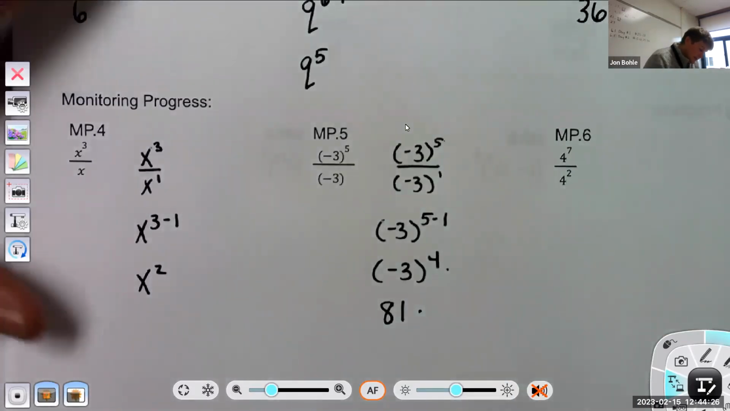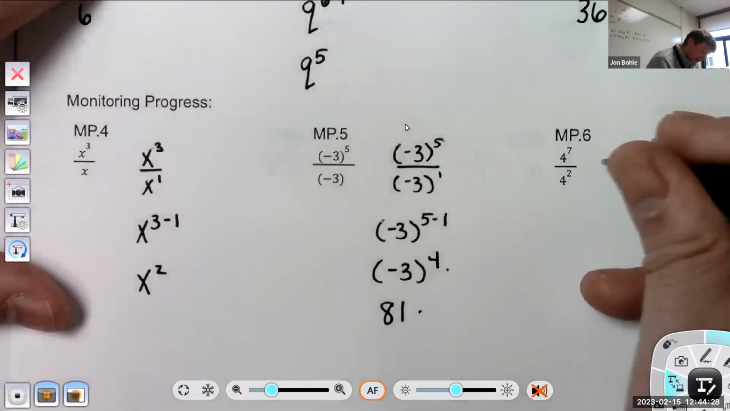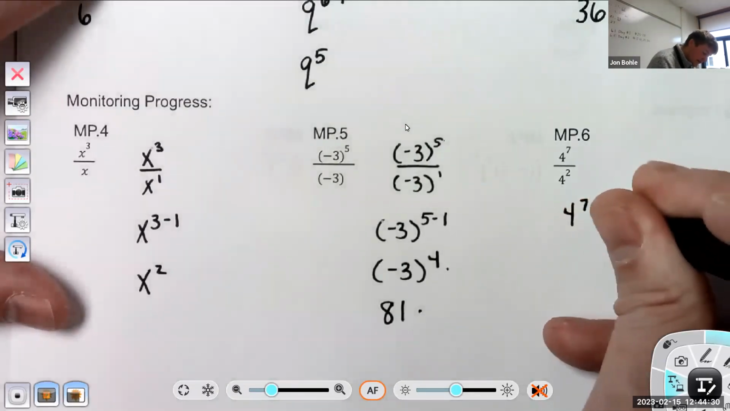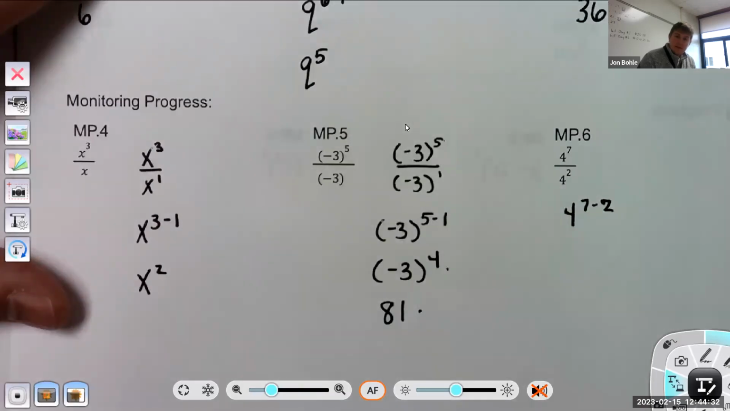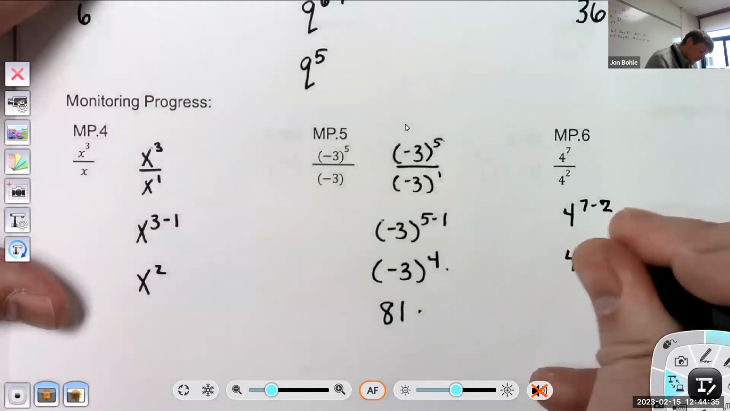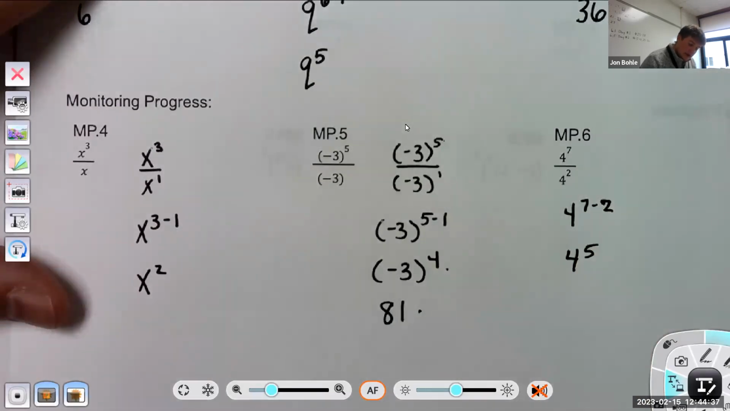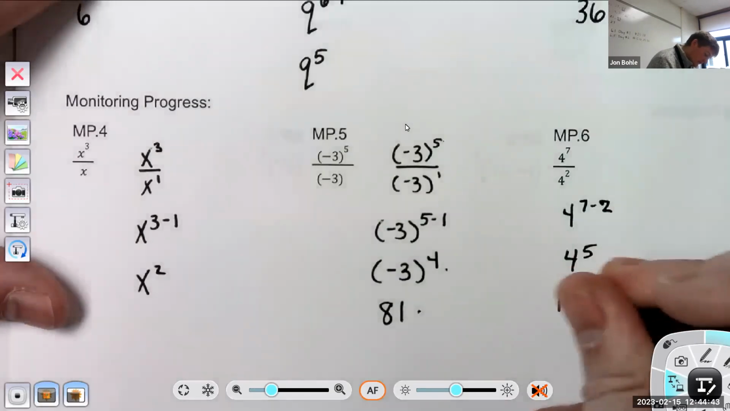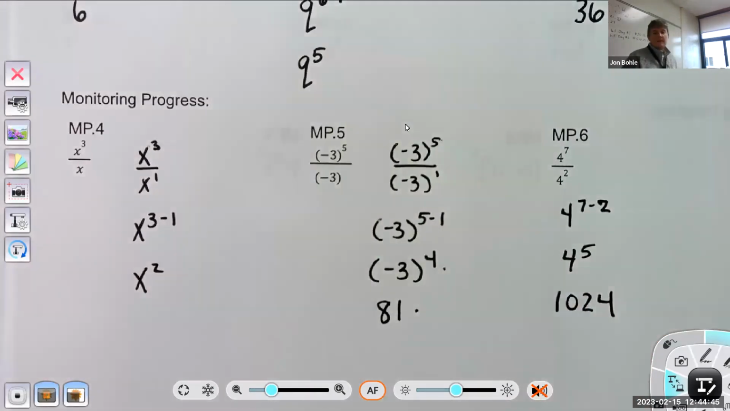Okay, the bases are the same and I'm dividing, so that means I subtract my exponents, top minus bottom. 7 minus 2 is 5. 4 to the 5th power. 4 times 4 times 4 times 4 times 4 is 1024. Okay, that's it for the quotient rule.